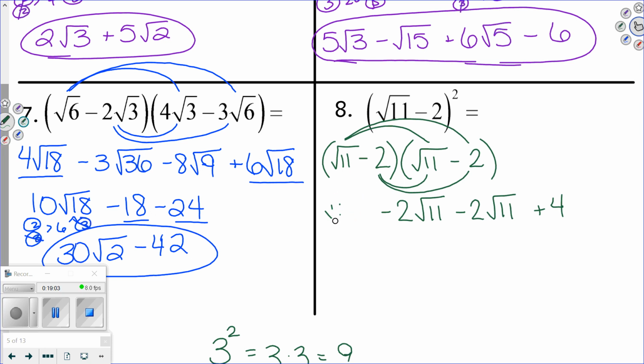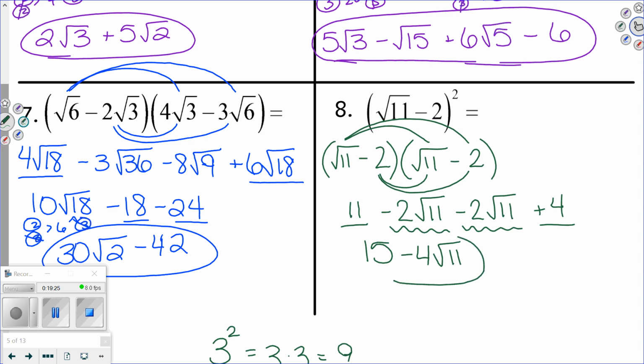Good. All right, and we know that the square root of 121 is 11. I'm lazy and don't want to rewrite everything. So that's 11. All right, like terms, I have 11 plus 4, which is 15. And then I have negative 2 radical 11 minus 2 radical 11. Negative 4 radical 11. Can I simplify my radical at all? No? So I am done.